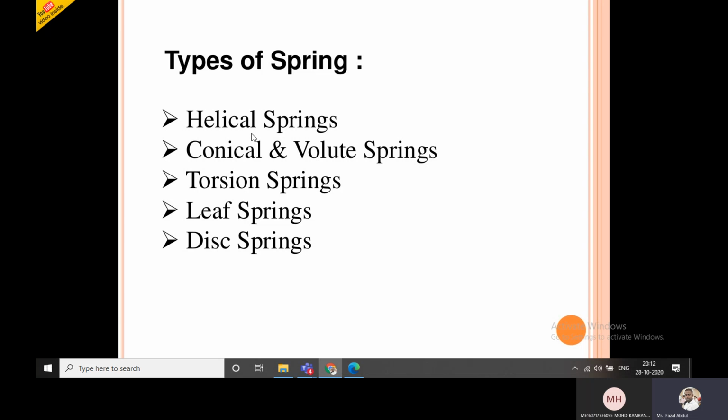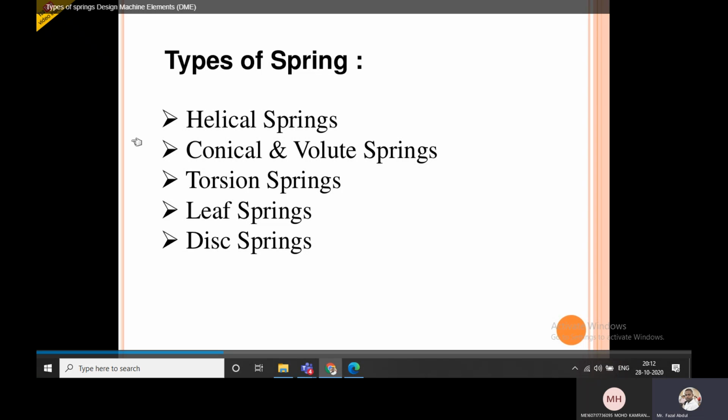What is elasticity? After the load is applied and then removed, the material regains its position. That is elasticity. That property is there inside the springs, and because of that, springs operate. Now coming to the types of springs: helical spring, conical spring, torsion spring, leaf spring, disc spring. As per your subject, helical spring and leaf springs are very important.